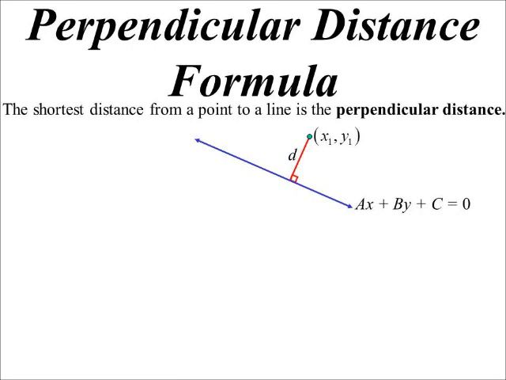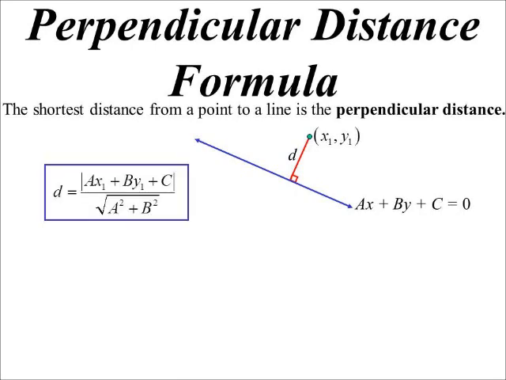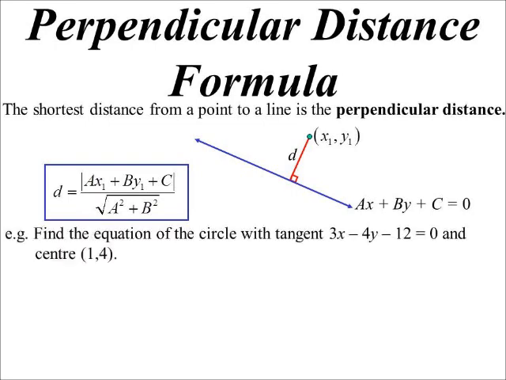So the formula basically, if you look at it, is on the top of the fraction we have the equation of the line in general form, and on the bottom a bit of Pythagoras. So square root of a squared plus b squared. So, find the equation of the circle with tangent 3x minus 4y minus 12 and centre (1, 4).